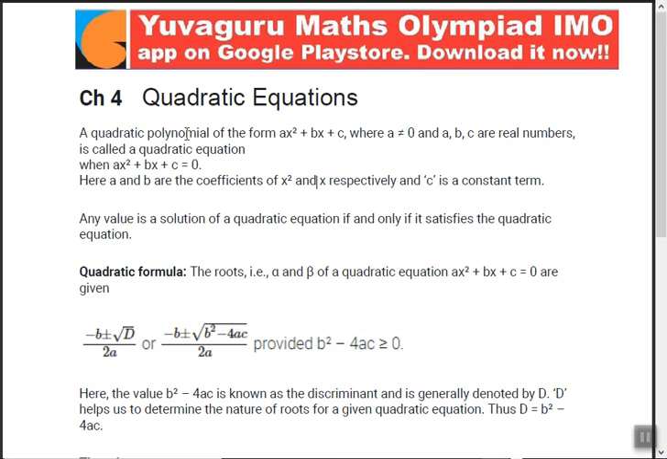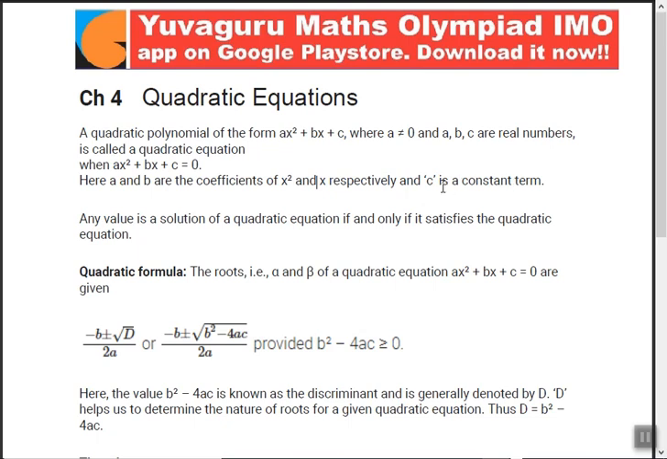Here, polynomial and equation: what is the difference between these two? Expression and equation. Expression means it does not have an equal to sign, and equation means it has an equal to sign. Okay. Here a and b are coefficients of x square and x, and c is a constant.